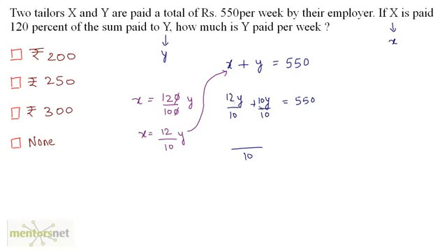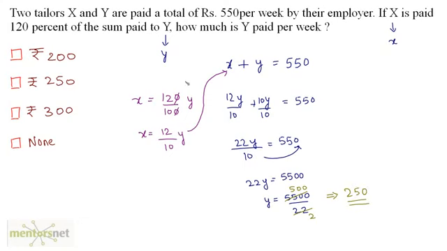I have 12y plus 10y, and that is equal to 22y by 10 equals 550. Now this 10 goes here. So 22y is equal to 5500 and y is equal to 5500 by 22. Now dividing the numerator and denominator by 11, we get 11 5s are 55 and these two zeros, and 11 2s are 22, and that is equal to 500 by 2, which is 250. So Y is paid 250 rupees per week.